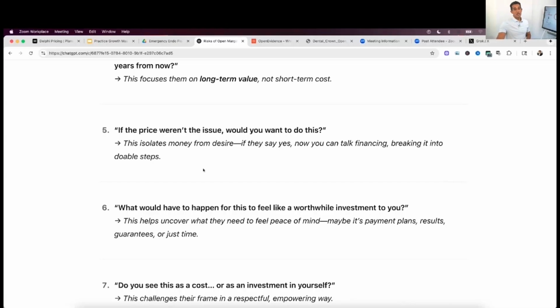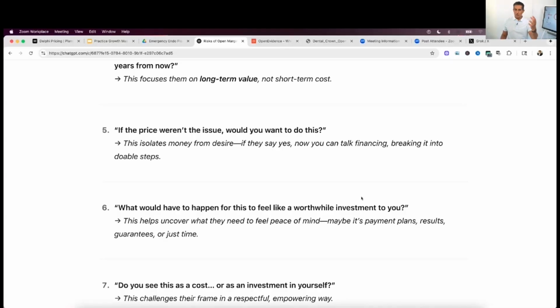And then I love the second one. What would have to happen for this to feel like a worthwhile investment for you? What would have to happen for us to start on this? What would have to happen for us to help you with this tooth in the next month? Well, doc, I drop the kids off every morning from 9 to 12, so I definitely would need a morning appointment. Great. Or it's easier to pay in 5 payments. Well, now you know that.